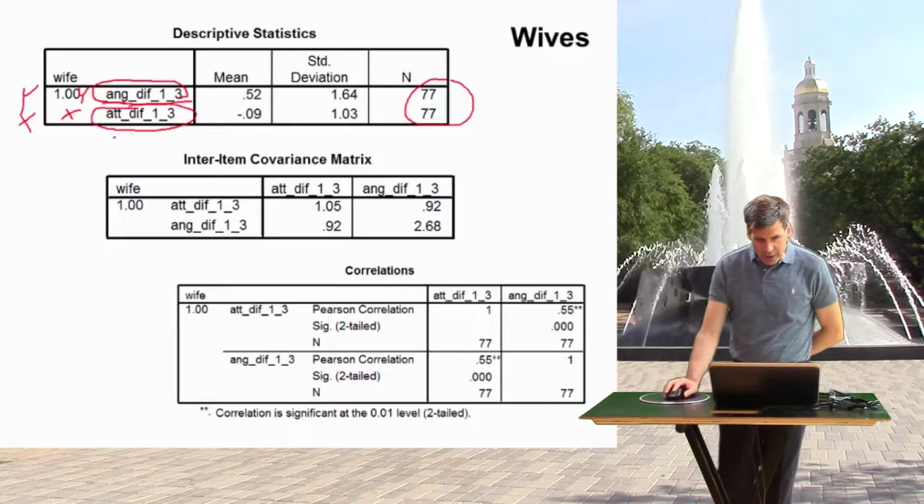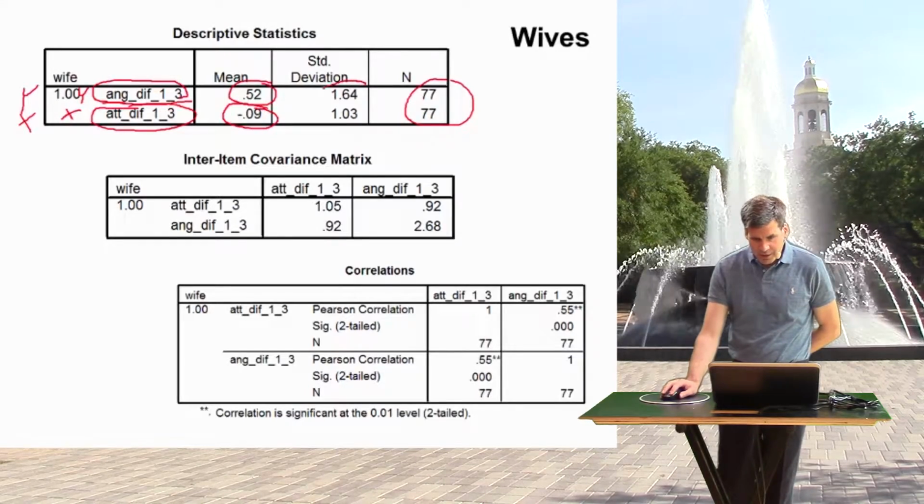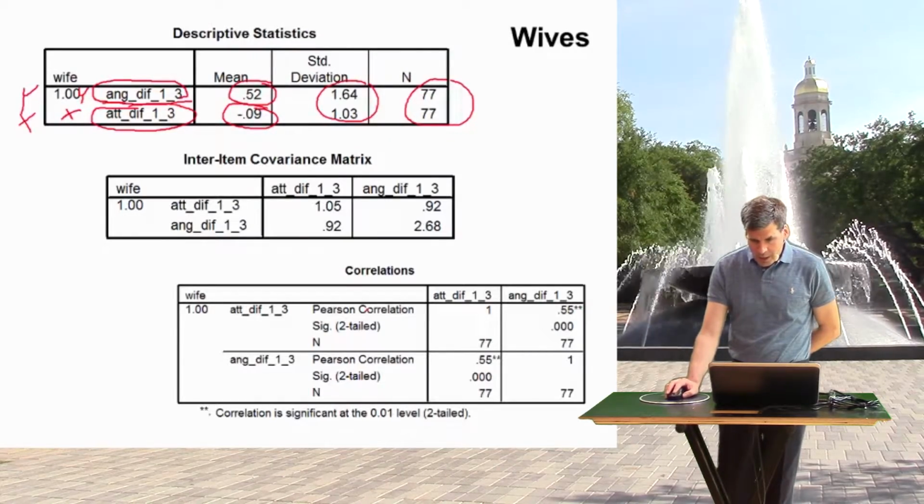So our average on the outcome variable, anger change, is 0.52 for wives. The average on the X variable, attribution change, is negative 0.09. We've got the standard deviation for both right there. And let's drop down here to the spot.